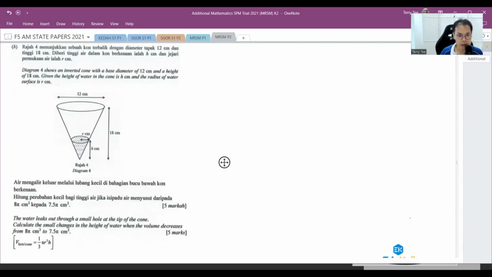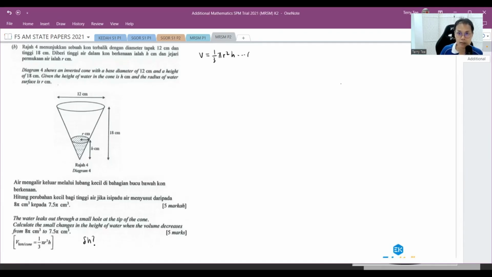So you're supposed to calculate. They say the water leaks out from the tip of the cone. Calculate the small change in the height when the volume decreases from 8 pi to 7.5 pi. Now, before we do all this calculation, we need to know what is the formula that relates the volume and the height, right? Because what we are interested in now is your change in your height. You are finding delta h. So I need to know what is the relationship between v and h. Now, yes, volume is already given as 1/3 pi r squared.